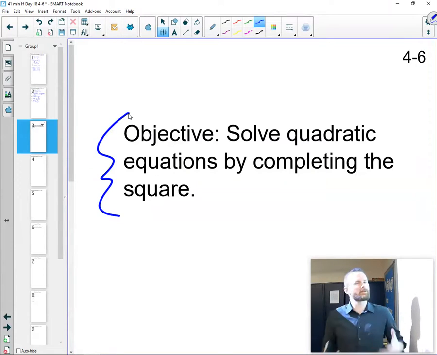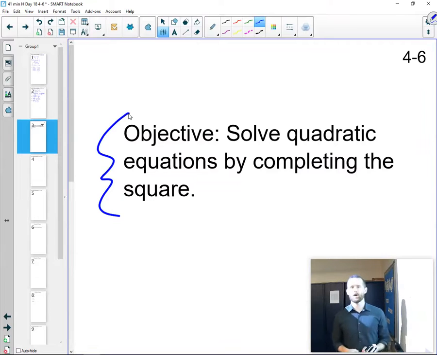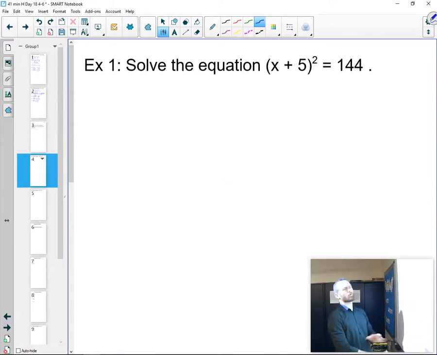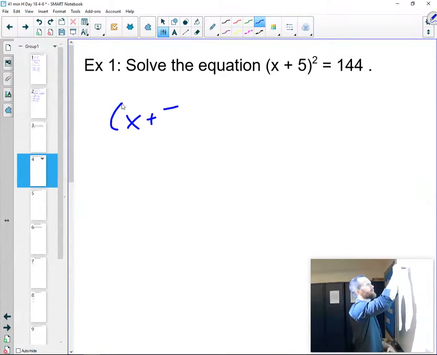Now, completing the square, I'm going to be perfectly honest, this is not one of my preferred methods for solving quadratic equations, but some students end up liking it, and I just want to show you how to do it in this video. So let's jump right into example 1. It says solve the equation x plus 5 squared equals 144. I'm going to rewrite that down here so I have a little bit more space.